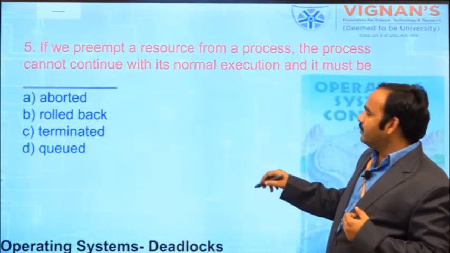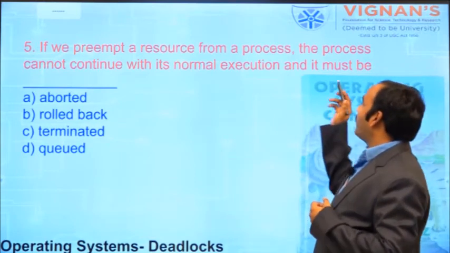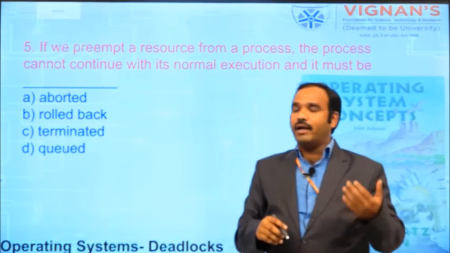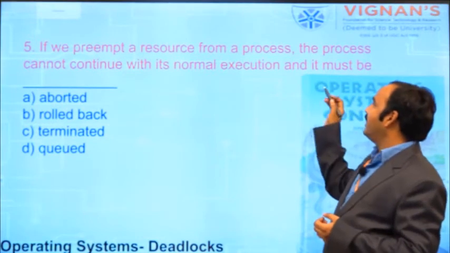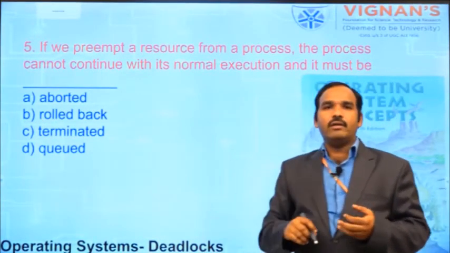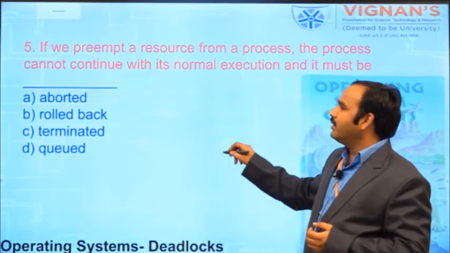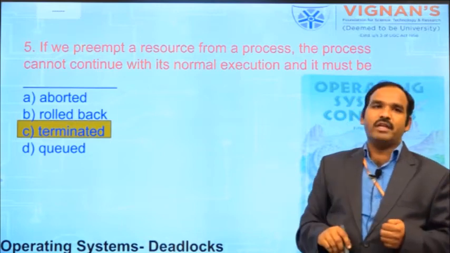And coming to the fifth question: if you preempt a resource from a process, the process cannot continue with its normal execution, and it must be aborted, rolled back, terminated, or queued. What is the answer? The answer for this question is terminated.